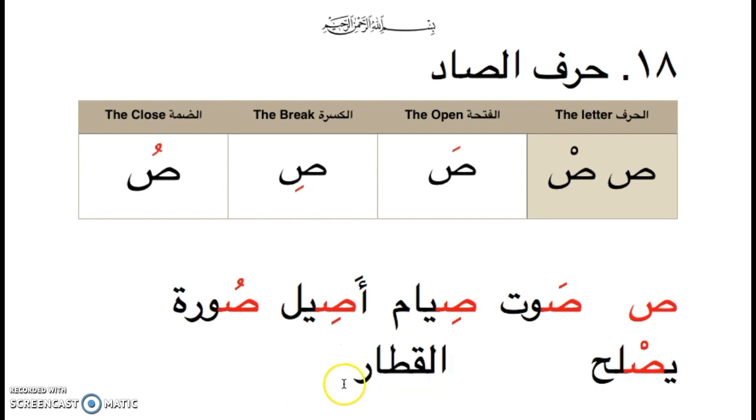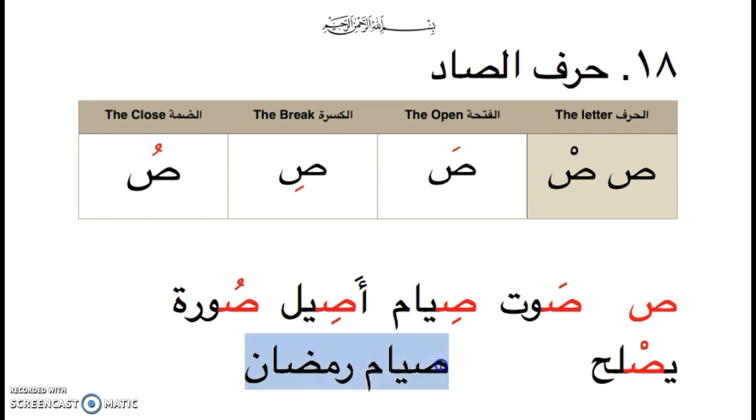صيام is fasting, and you can put it in a sentence like صيام رمضان. Ramadan is a month in the Arabic calendar, or the Islamic calendar, I should say, where Muslims fast. So you say Siyam Ramadan, meaning the fasting of Ramadan, or fasting Ramadan. Siyam, like fasting.